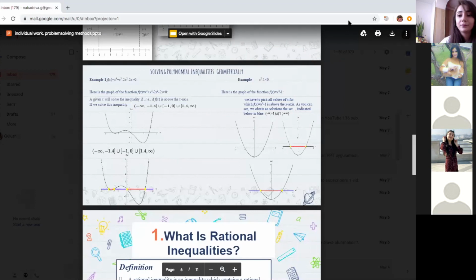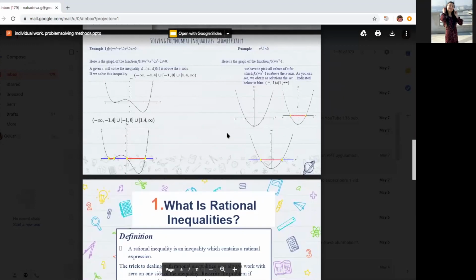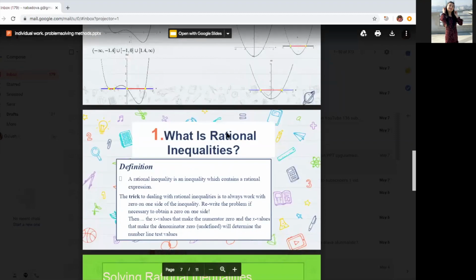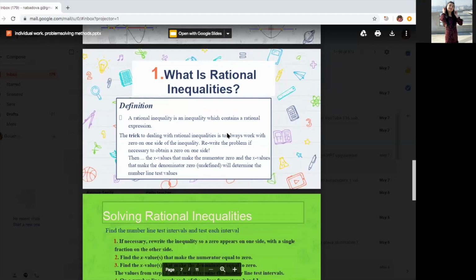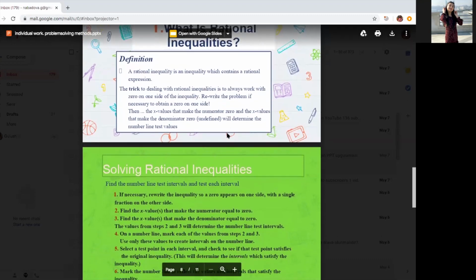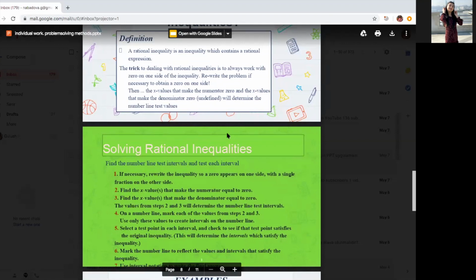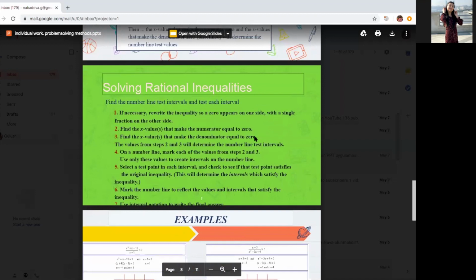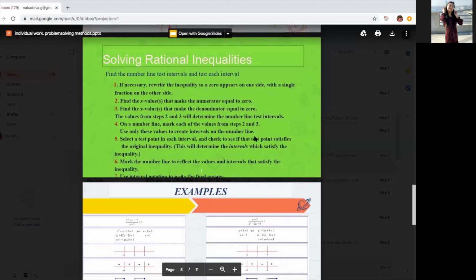What are rational inequalities? Definition: a rational inequality is an inequality which contains a rational expression. The trick to deal with rational inequalities is to always work with 0 on one side of the inequality. Rewrite the problem if necessary to obtain a 0 on one side. Then the x values that make the numerator 0 and the x values that make the denominator 0 will determine the number line test values. Solving rational inequalities: find the number line test intervals and test each interval.